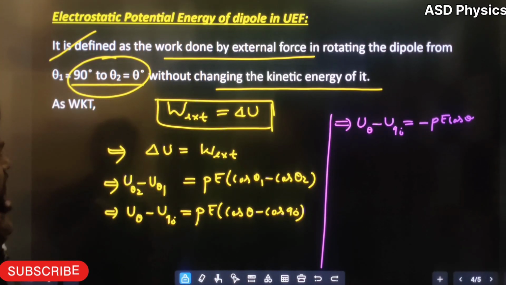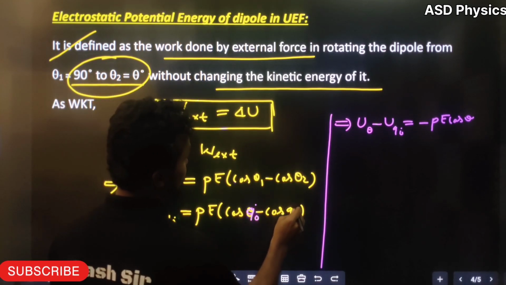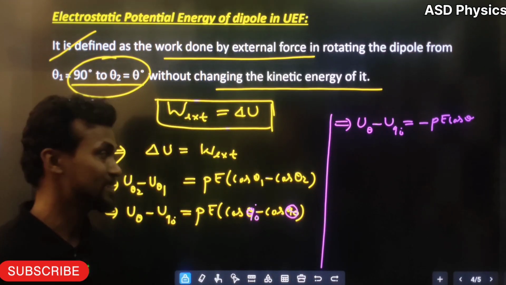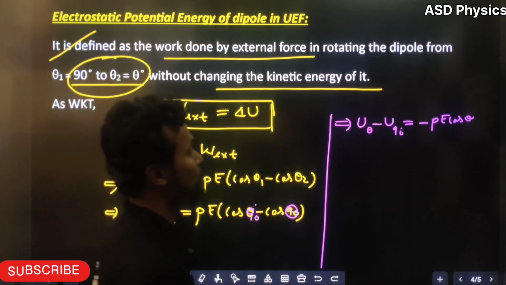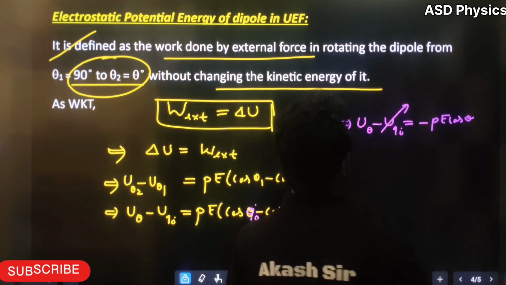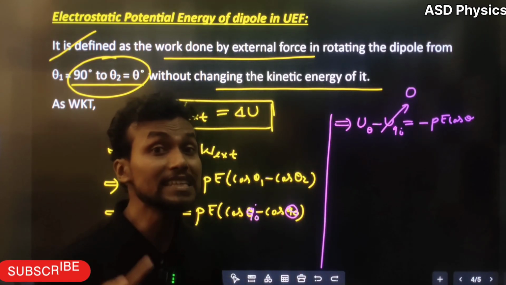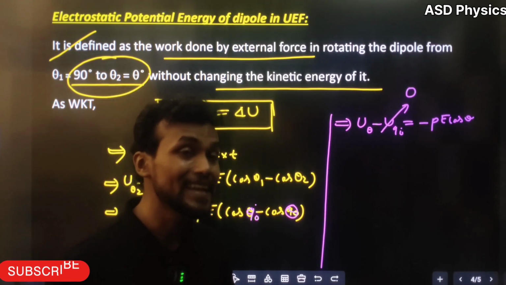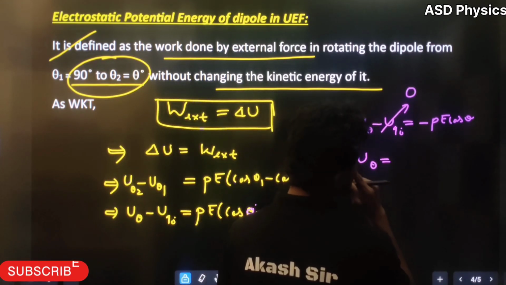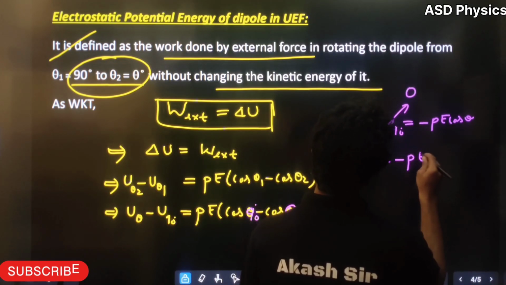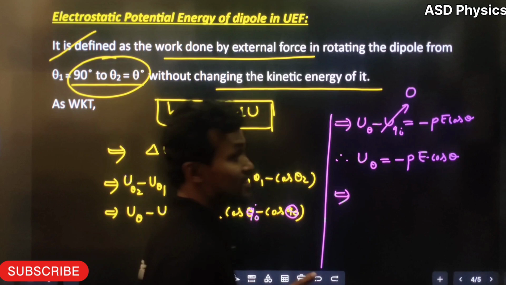Very clear. Theta 1 we have to put 90, and theta 2 we have to put theta. Just correct it here. So it will come minus Pe cos theta. Now when theta is 90 degrees, that time we will consider it as the reference of the potential energy of the dipole. Hence U theta is equal to minus Pe cos theta.